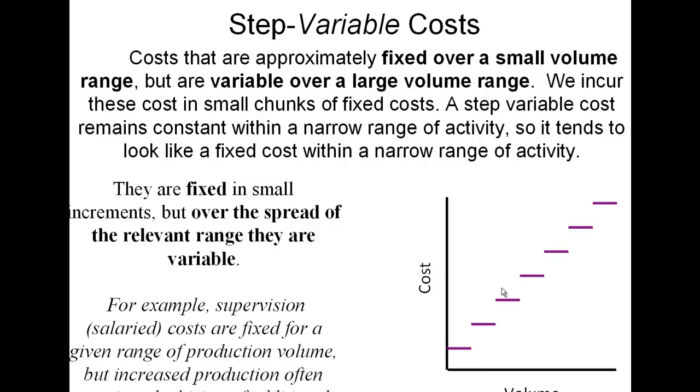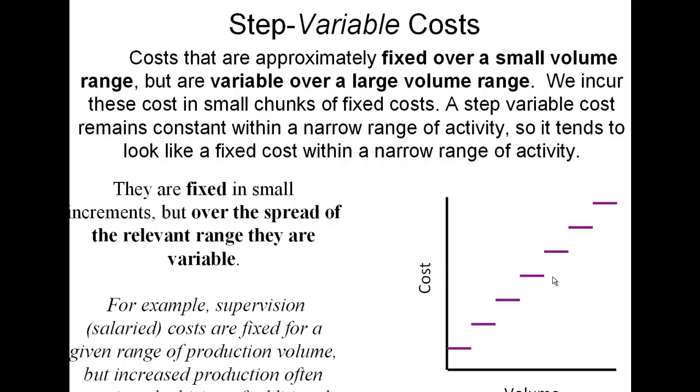So for example, supervision costs are fixed for a given range of production volume, but increased production often requires the hiring of additional supervisors. So maybe each supervisor can supervise 10 people working on the assembly line, right? So as production increases and we need more people, these are fixed, then it has to go up to get another supervisor for another 10 people. It's good for 10 more until we get past that point, and we need to keep going up like that, right? So that's very different.